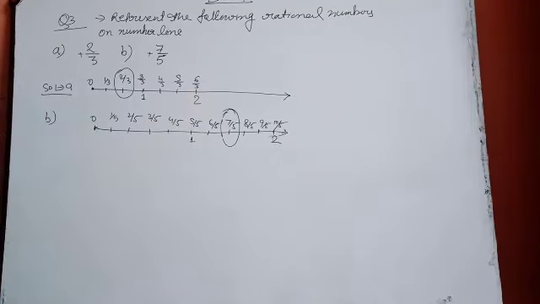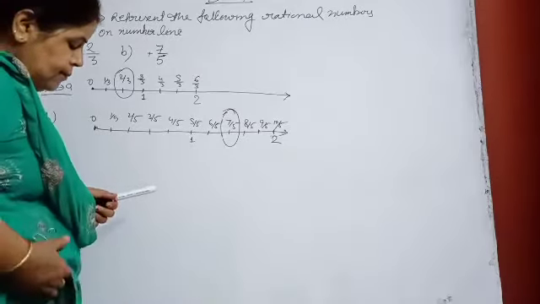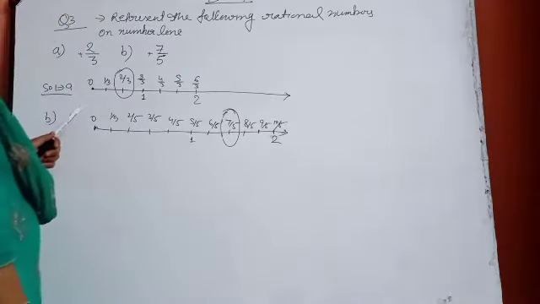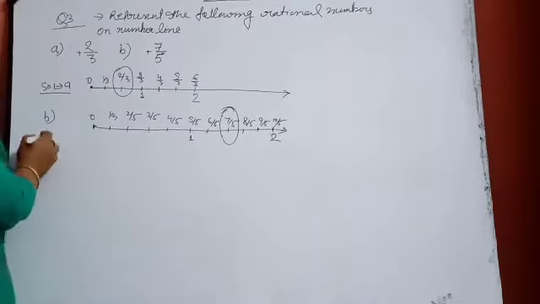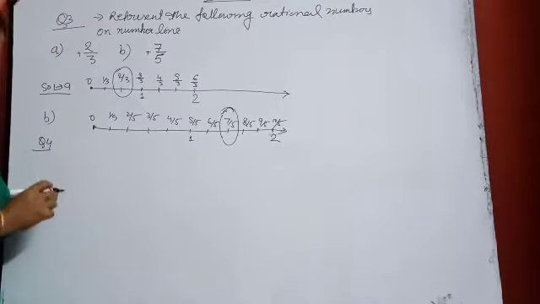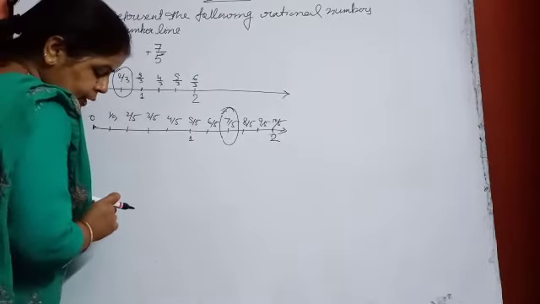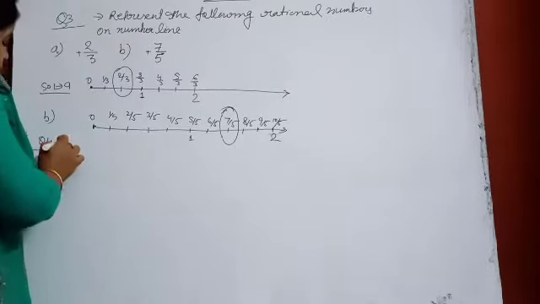In this way, the rest of the two parts of this question you will perform yourself, so I am leaving them. Okay, denote in this way. And now come to question number 4. What is that? Write the following rational numbers in the simplest form.